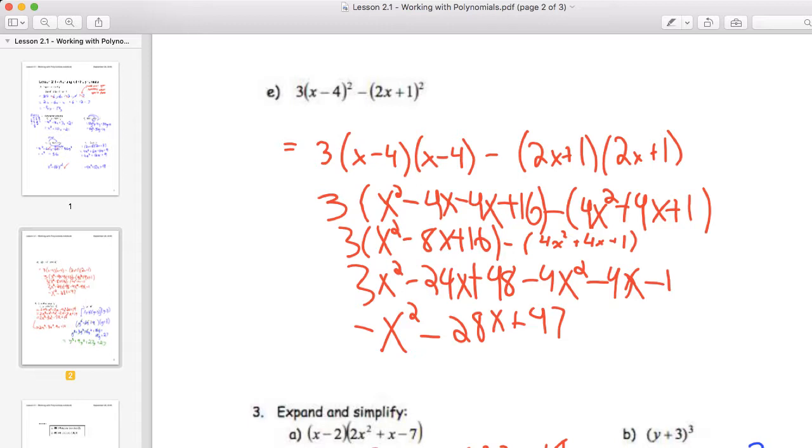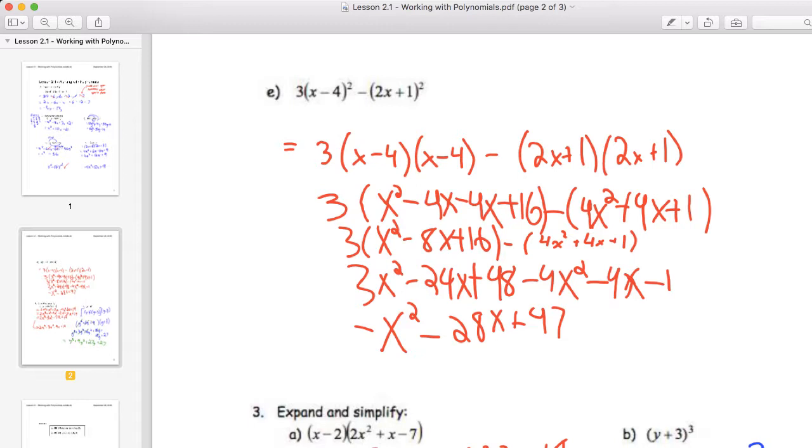Then our division, then multiplication, addition, and subtraction, right? So here I have an exponent, so I'm going to multiply the exponent first before I do multiplication, right? So my exponent becomes x minus 4 times x minus 4. I multiply that out, and then same on the other side. 2x plus 1 squared becomes 2x plus 1 times 2x plus 1. That gets multiplied out, and it remains inside of the brackets.